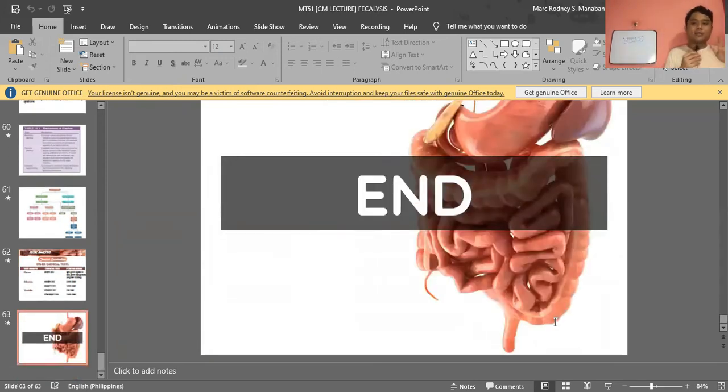Okay? So that's the end of our fecalysis, which is our target because again, there are many questions based on the TOS on this. All right? So for the second discussion, we'll go with gastric fluid.